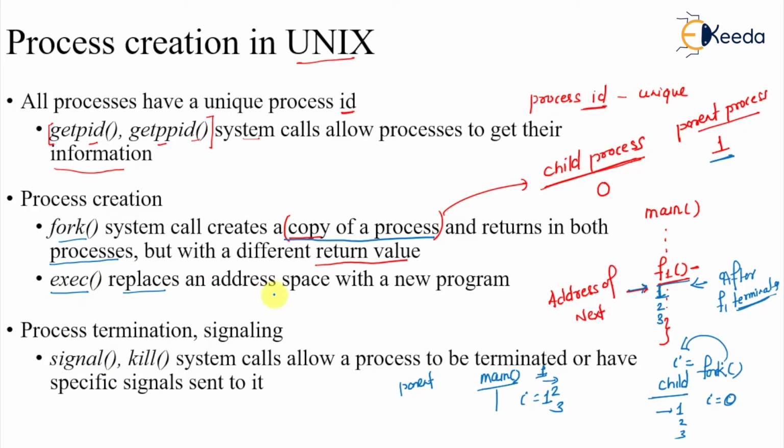EXEC replaces the address space with a new program. Okay, so that is also process creation: exec replaces the address space with the new program. Signal and kill are the system calls that allow the process to terminate or have a specific signal sent to it. Okay, so kill and signal allow the system process to terminate or have specific signals sent to it.